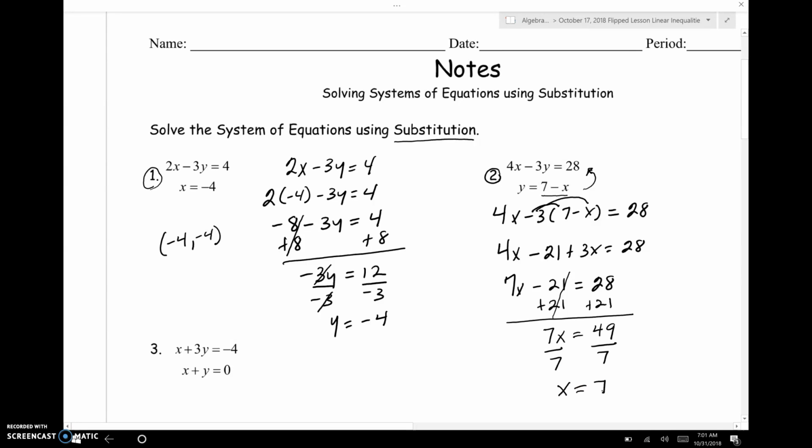Now for us to find the value of y, all we have to do is substitute x into 7 minus x. We have 7 for x, so we have 7 minus 7, which is 0. So the solution to this system is going to be 7 comma 0. This is the solution. And this will also be the solution.